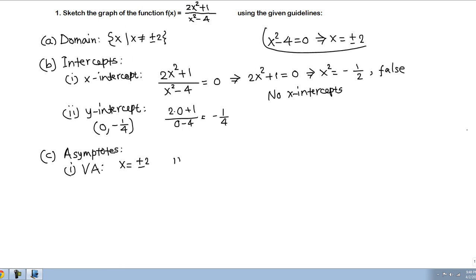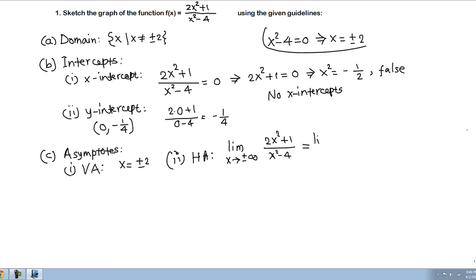Now we need to find horizontal asymptotes as well. That means when x goes all the way to the right, plus infinity, or all the way to negative infinity, where does the function go? So we want to find the limit when x goes to plus infinity and minus infinity. In fact, we are supposed to find two limits. Let's try both in one. The limit of this function, (2x squared plus 1) over (x squared minus 4).